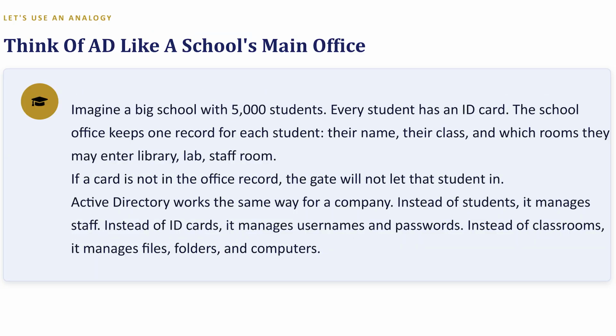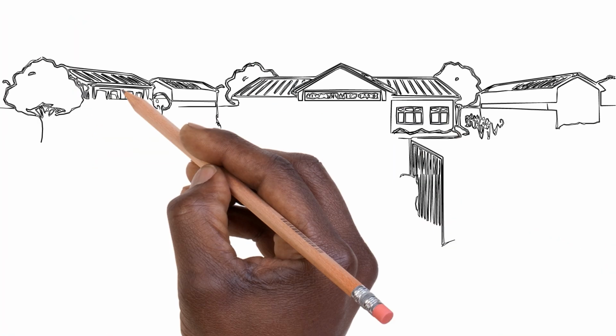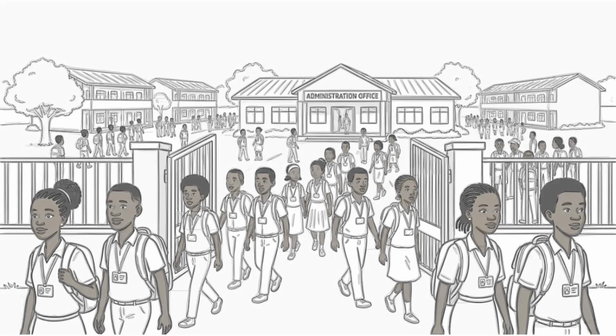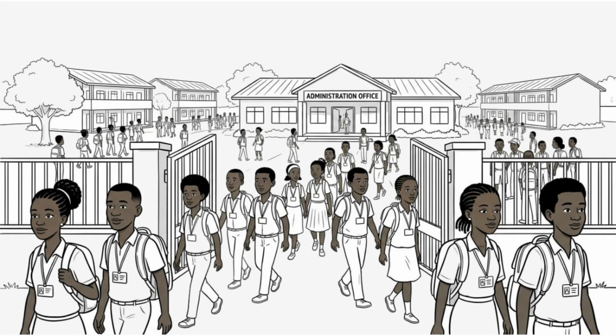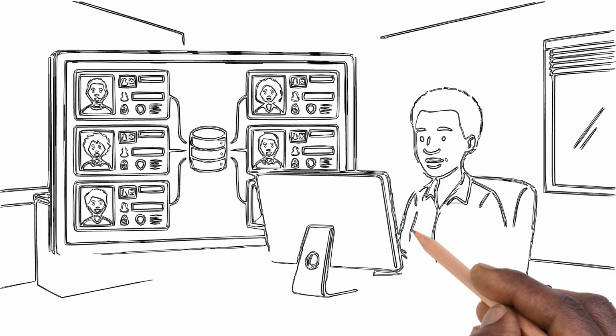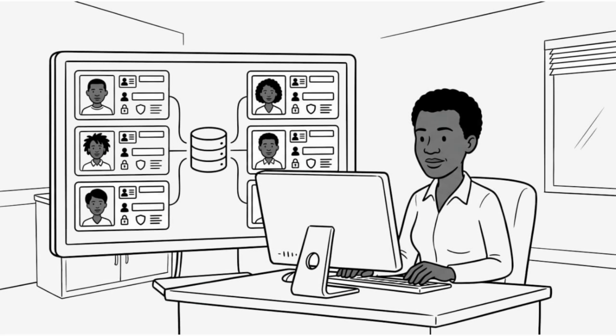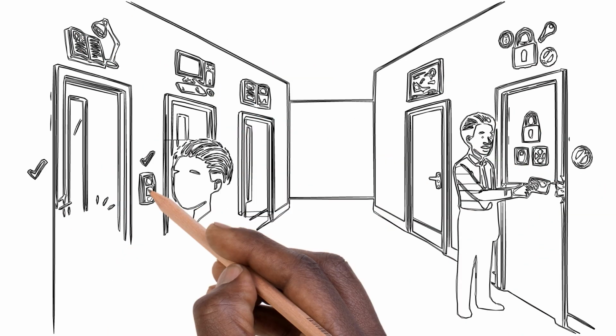Look at slide 3. The presentation says, think of Active Directory like a school main office. This is an analogy to make the previous slide easier to understand. Imagine a school with 5,000 students. Every student has an ID card. The school's main office keeps record of each student. That record can tell the school who is this student, what class are they in, which rooms are they allowed to enter.